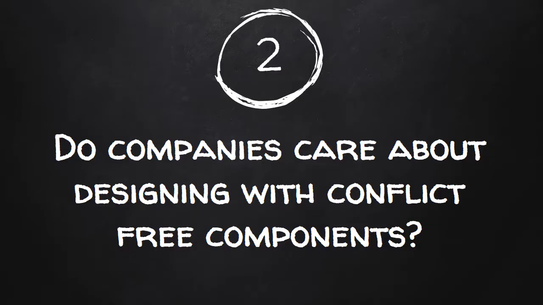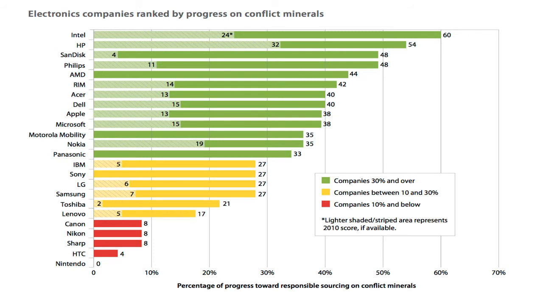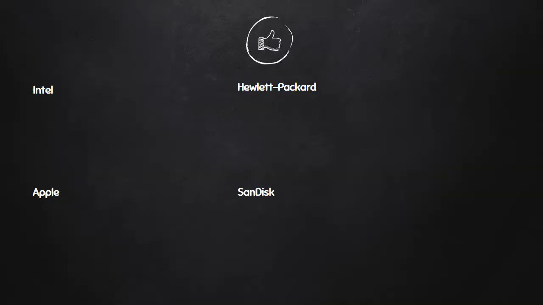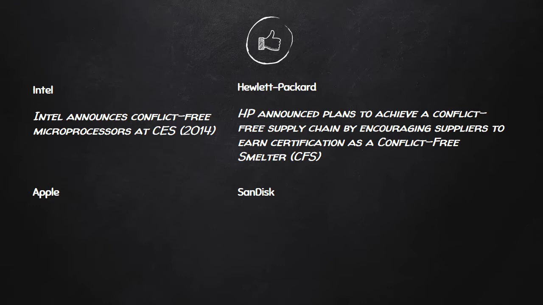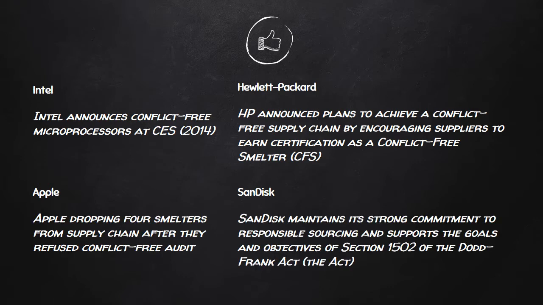But, do companies really care about making products with conflict-free components? Leading electronics companies are making progress in eliminating conflict minerals from their supply chains. In particular, 4 leading companies, Intel, SanDisk, HP, and Apple, have been pioneers of progress. Now, some examples extracted from the news are exposed in order to show the different actions from leader companies such as Intel, HP, Apple or SanDisk.